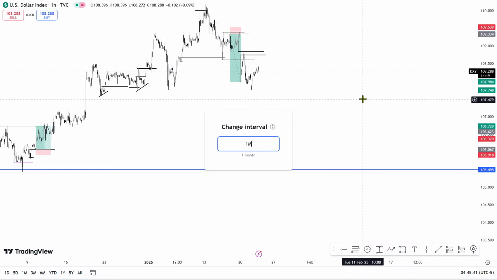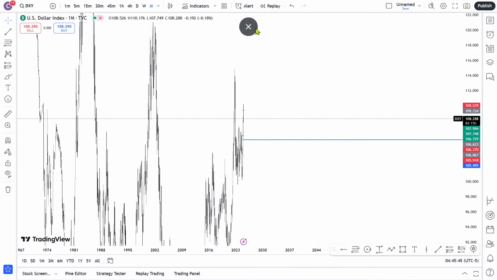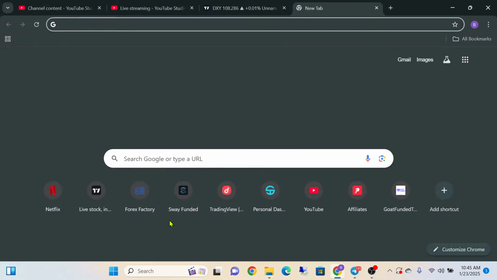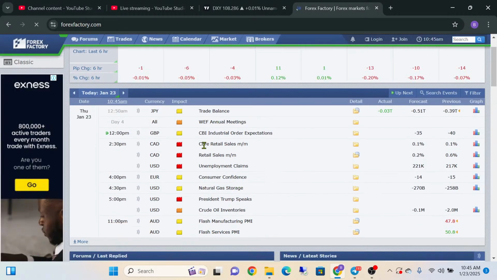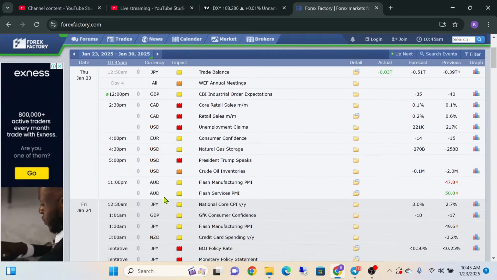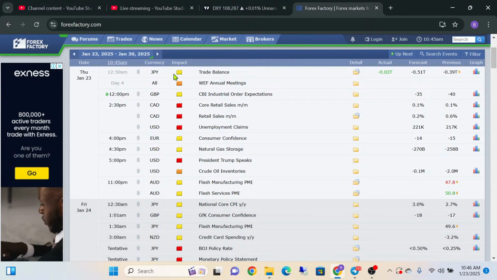So usually, we would like to check the economic calendar from time to time, if not every other day, to see what is likely going to happen on the fundamentals. All right, so today is Thursday, 23rd of January 2025, and we're looking at the economic calendar on forexfactory.com. And what am I looking for? I'm ruling out market conditions I shouldn't be trading inside.